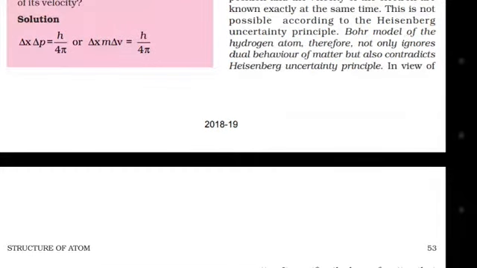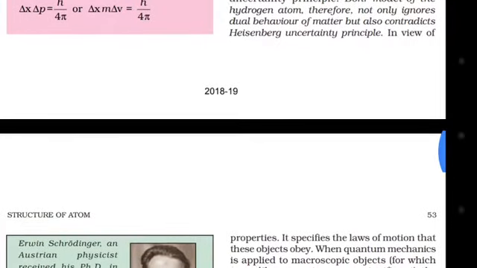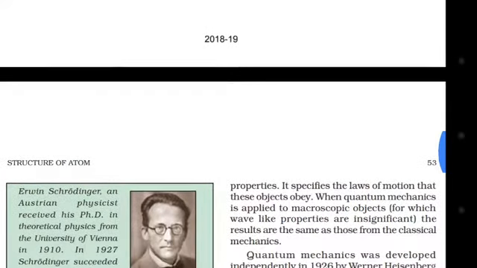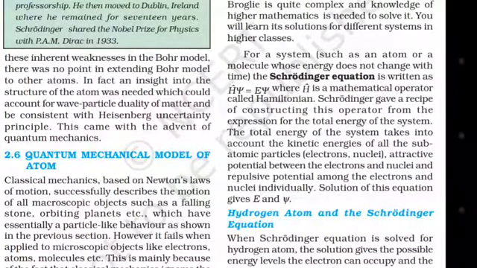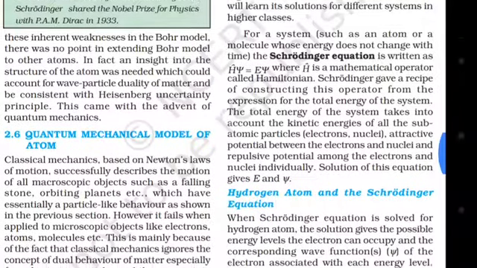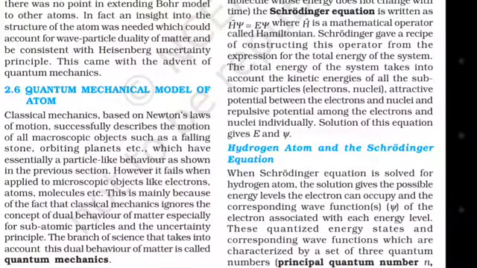In the last page, Bohr model of the hydrogen atom therefore not only ignores dual behavior of matter but also contradicts Heisenberg's uncertainty principle. In view of the other inherent weaknesses in the Bohr model, there was no point in extending Bohr model to other atoms. In fact, an insight into the structure of atom was needed which could account for wave particle duality of matter and be consistent with Heisenberg's uncertainty principle. This came with the advent of quantum mechanics. 2.6 Quantum mechanical model of atom.